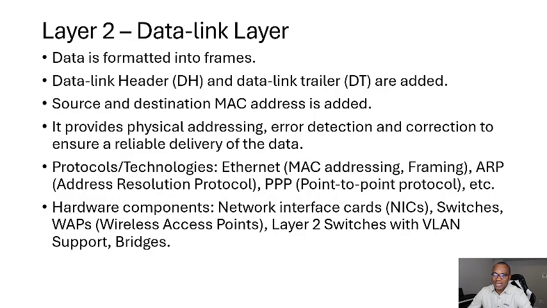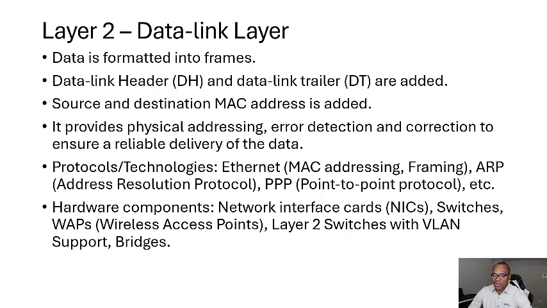All right, layer 2. In layer 2, data is basically formatted into frames. It's formatted into frames, and a header is added, and a trailer is added. When the header is added, it adds the source and destination MAC address, which is the address that you find on your network interface card or your Ethernet adapter. It provides physical addressing, error detection, and correction, to ensure reliable delivery.